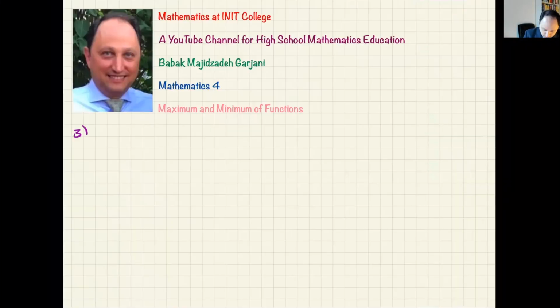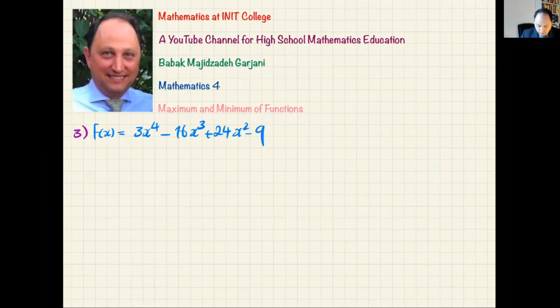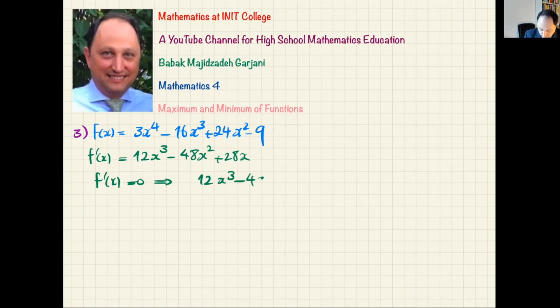Number 3, the function is this. f of x is equal to 3x to the 4 minus 16x to the 3 plus 24x to the 2 minus 9. Okay, so let me just do it quickly because it is easy. I take the derivative. It becomes 12x to the 3 minus 48x to the 2 plus 48x. And then I need to put it equal to 0. So what happens? It becomes this. Can you tell me how should I solve it? Because this is a third degree equation. How should I solve it?